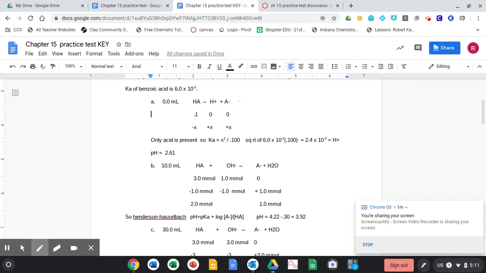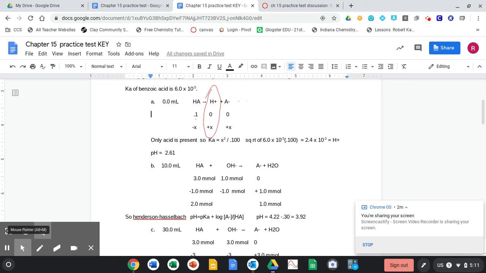So when you do all of that arithmetic, you get that X is equal to 2.4 times 10 to the minus third. Well, as you can see, X is the hydrogen ion concentration. So take the negative log of that number, and that gives you the pH.